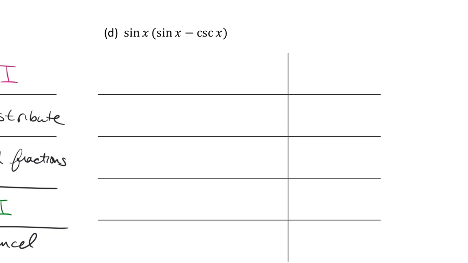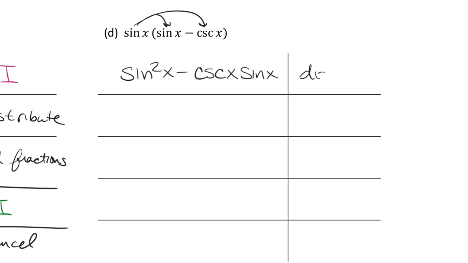What do y'all want to do first? Distribute. Okay, I hear it. Let's do distributing first. So what is sine times sine? Sine squared of x, and then minus cosecant of x times sine of x. So all we've done is distribute. Okay, done. What next?